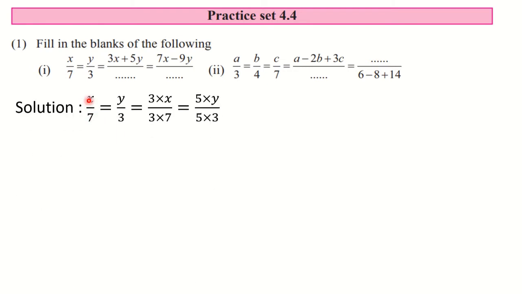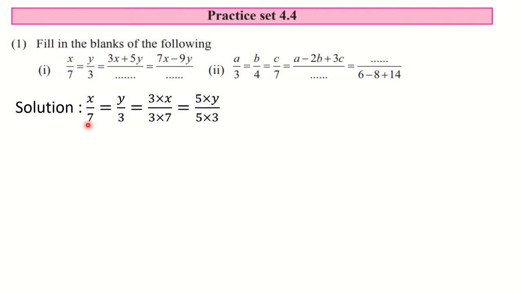See, x upon 7 is equal to y upon 3. The two equal ratios are provided. As I have said, we want 3x for the first ratio, so to the first ratio I am multiplying and dividing by 3. I can do that, since the ratio remains the same if we multiply and divide numerator and denominator both by the same non-zero number. Since I want 3x here, I am multiplying both the places by 3. Similarly I want 5y here, so in the ratio where I have y, I am multiplying both the places by 5.